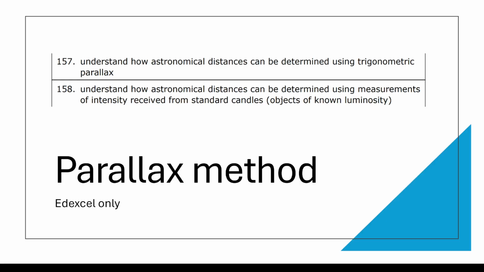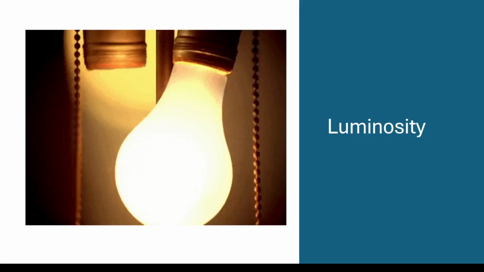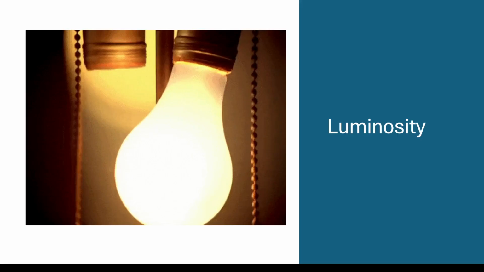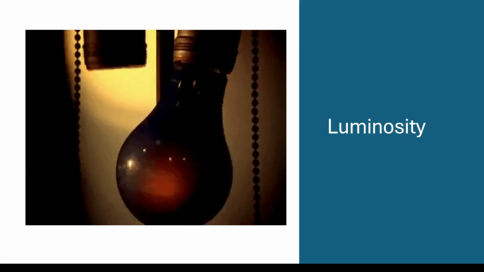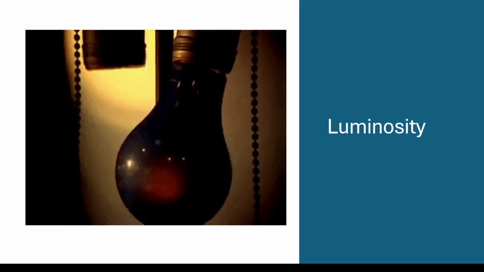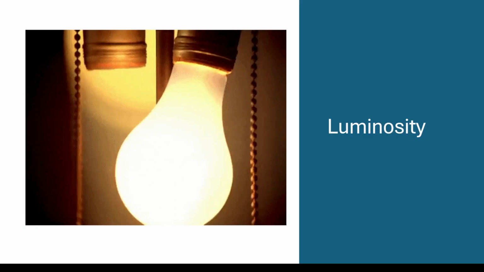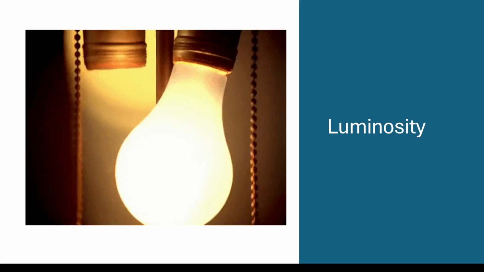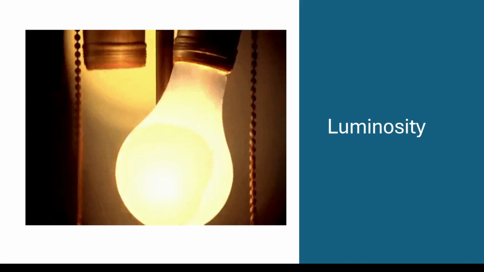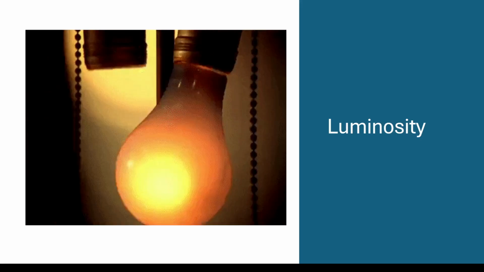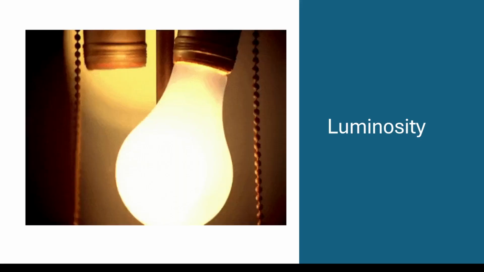The two specification points linked to Edexcel. Now, before getting into parallax, let's just understand some basic terms. Luminosity. Luminosity, in terms of stars or any object that emits any light or electromagnetic waves, is the power that is emitted by the object. For example, a 100-watt bulb has a luminosity of 100 watts, a 50-watt bulb is 50 watts. It's the power which is actually emitted by the star.